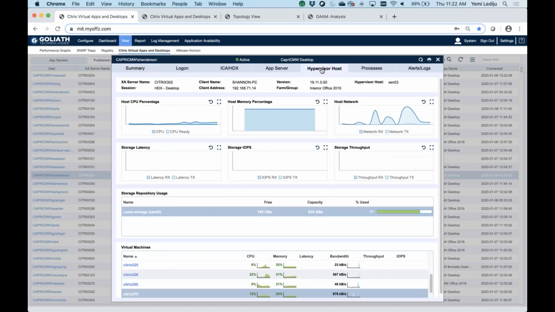So what they then did was they flipped over to the hypervisor host section, and this section pulls in all the information for the time frame of the user session from the hypervisor host.